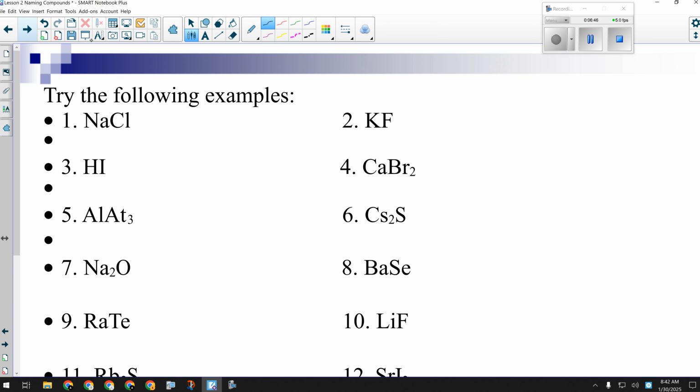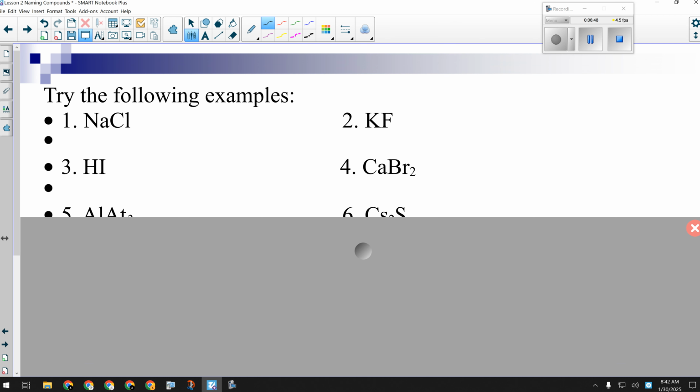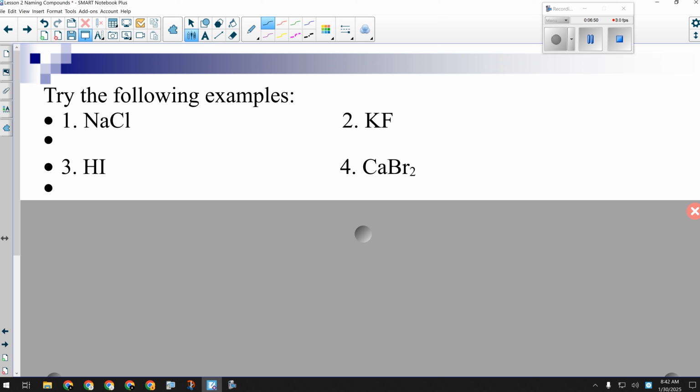All right, I would like you guys to try the first four there. I'll give you a few minutes. Write them down and then write down their names under or beside them, however you're going to arrange it.